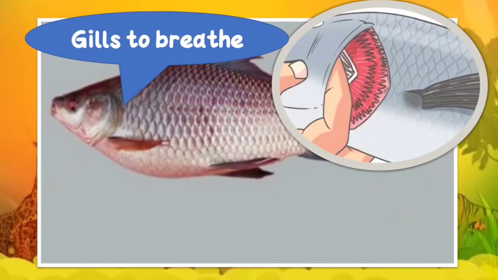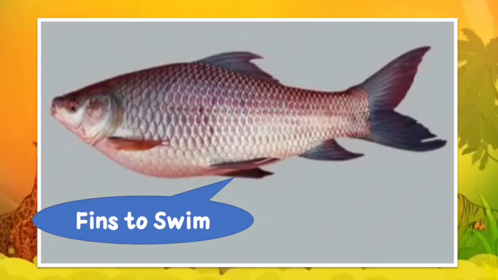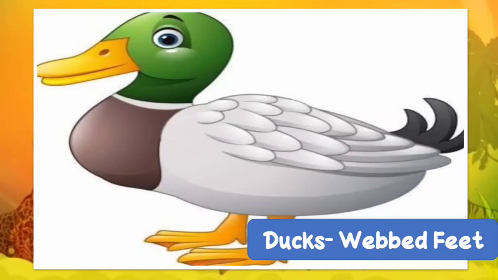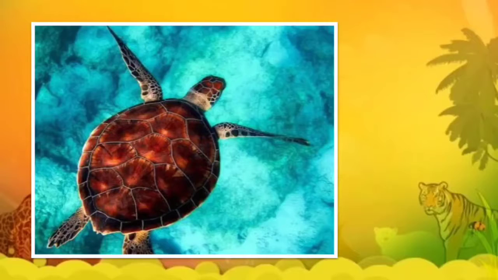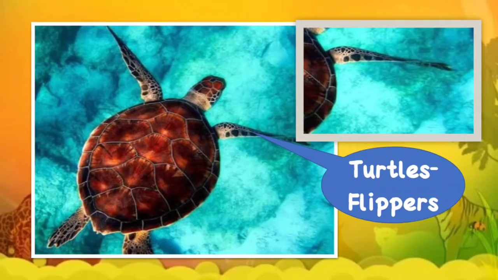So, this is known as gills. Fish have gills to breathe. Fish also have fins to swim in water, as they don't have any legs to walk in water. So they use fins to swim. Ducks have webbed feet, as you can see here, through which they swim in the water. And turtles have flippers, which they use to swim in the water.